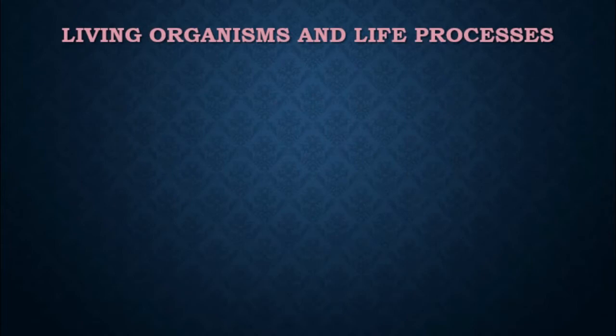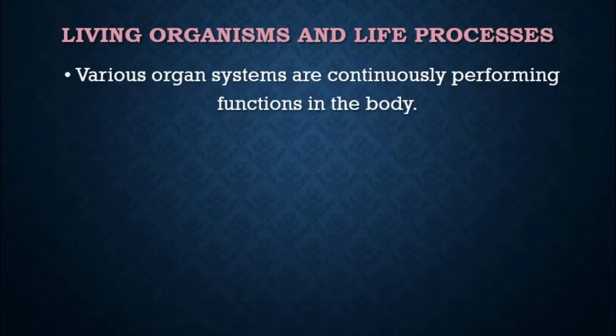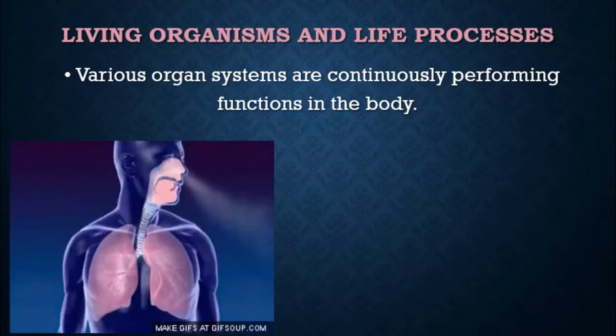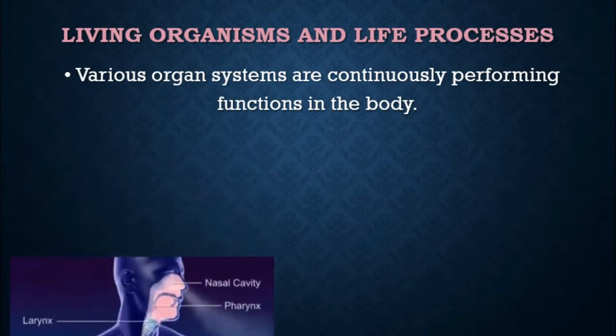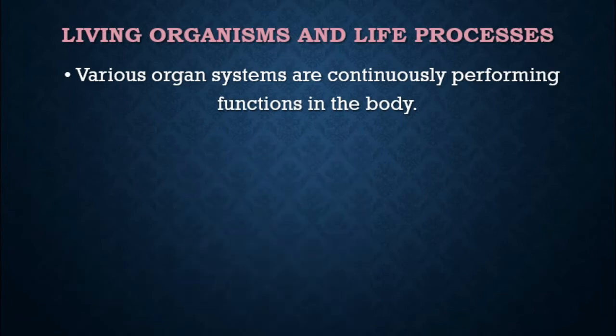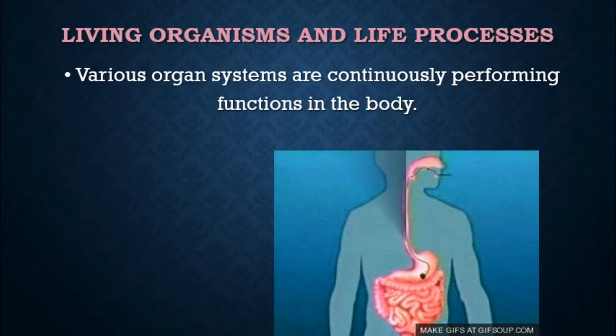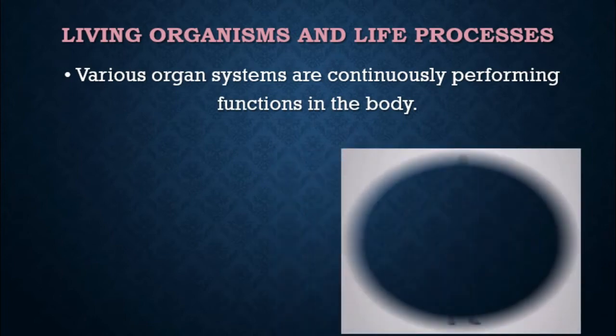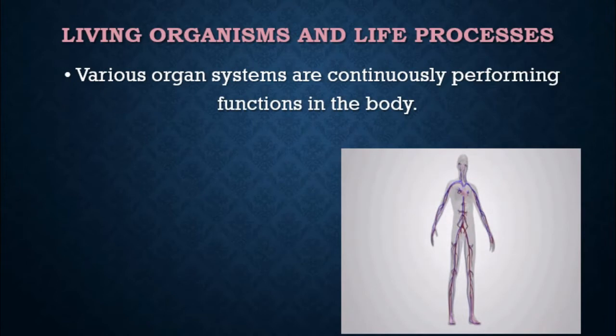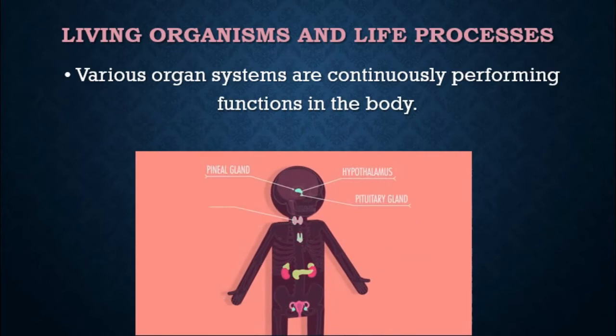Let us begin the chapter. First, let us see how the living organisms and their life processes are associated. We know that there are various organ systems that are continuously performing functions in the body. Take for example, systems like the respiratory system, nervous system, digestive system, circulatory system which circulates food and nutrients throughout the body as well as oxygen, and also the endocrine system that releases hormones in time. They are continuously performing functions in the body.